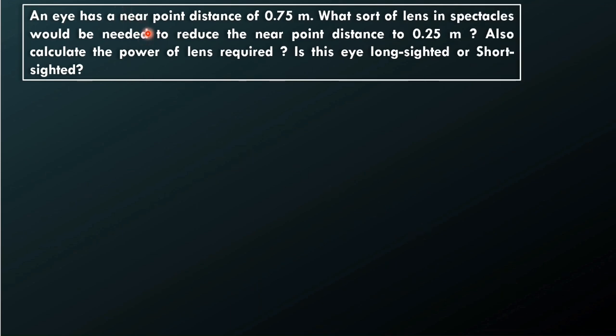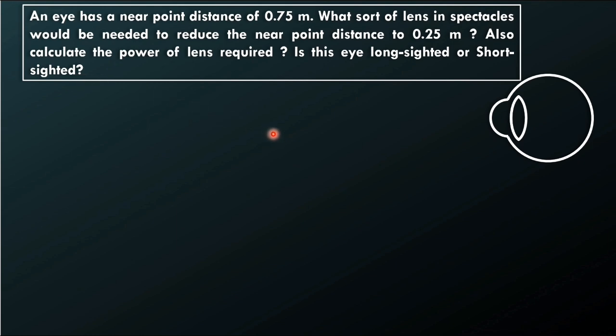An eye has a near point distance of 0.75 meter. What sort of lens in spectacles would be needed to reduce the near point distance to 0.25 meter? Also calculate the power of lens required. Now, is this eye long-sighted or short-sighted? So guys, can you try by yourself?